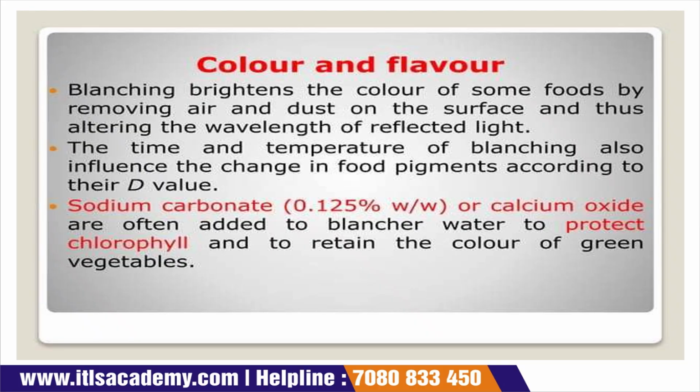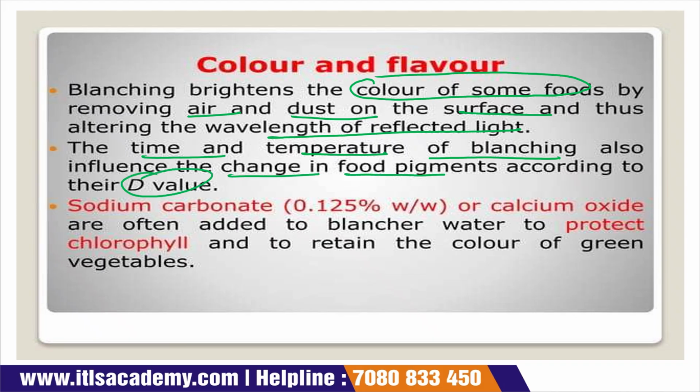Color and flavor. Blanching brightens the color of some food products. When we do blanching, the color is enhanced because it removes the air and dust present on the surface of the food product, due to which the wavelength of the reflected light is altered. The time and temperature of blanching also influence the changes that occur in food pigments according to their D value.